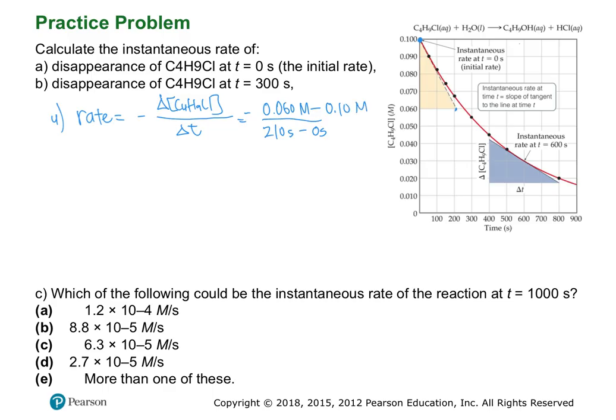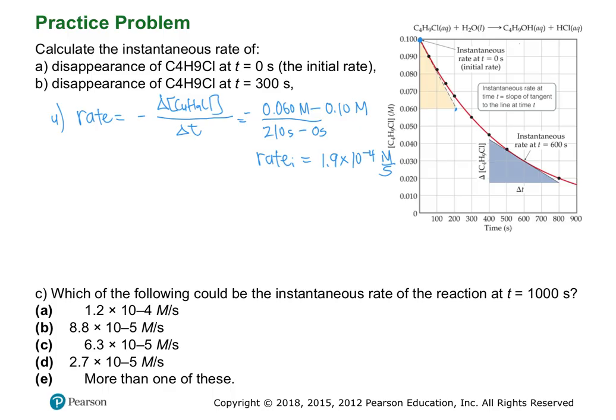All right, so then we'll do 0.06 minus 0.1 divided by 210, and we'll make that the negative version, so we can say that the initial rate equals 1.9 times 10 to the negative 4 molar per second.